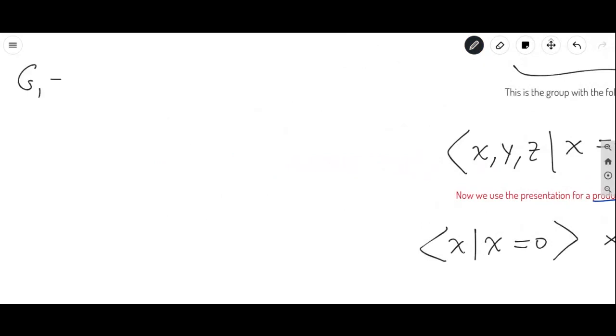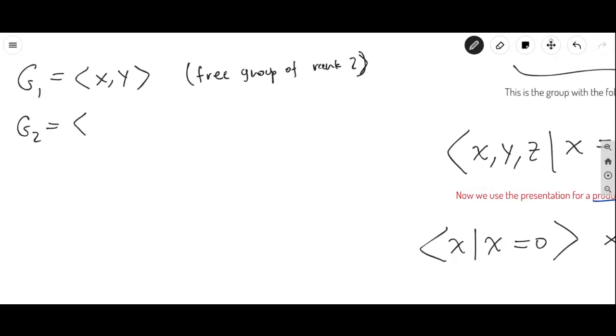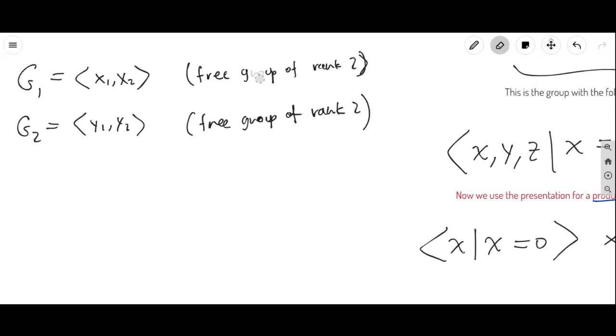Let's say G1 was the group that was presented as X and Y with no extra relations, and this is the free group of rank 2. And G2 was another group. Maybe it would be better to call it X1 and X2. Yeah, let's call it X1 and X2. And this was Y1 and Y2. This is another free group of rank 2. Okay, so we're not talking about commutative groups here. At the moment, I want to not talk about commutative groups, just to use the material from last lecture.